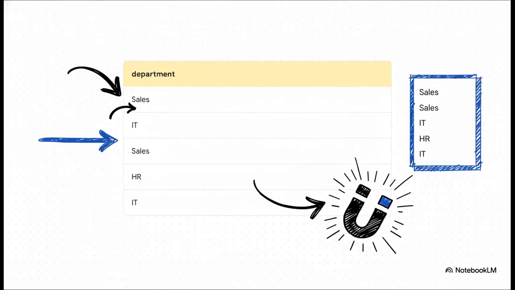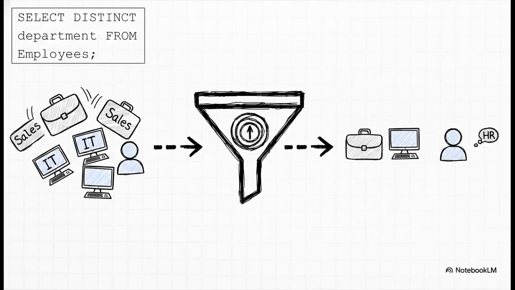Here's another super common situation. Let's say we just want a simple list of all the departments in our company. If we just ask for the department column, we get this. Notice how sales and IT show up twice? That's not a clean list. It's technically correct, but it's messy. So how do we fix it?